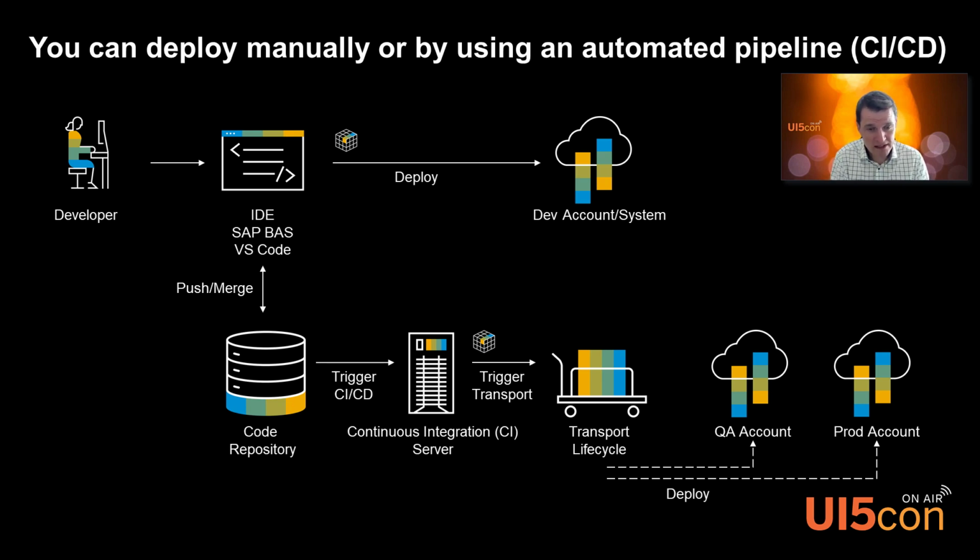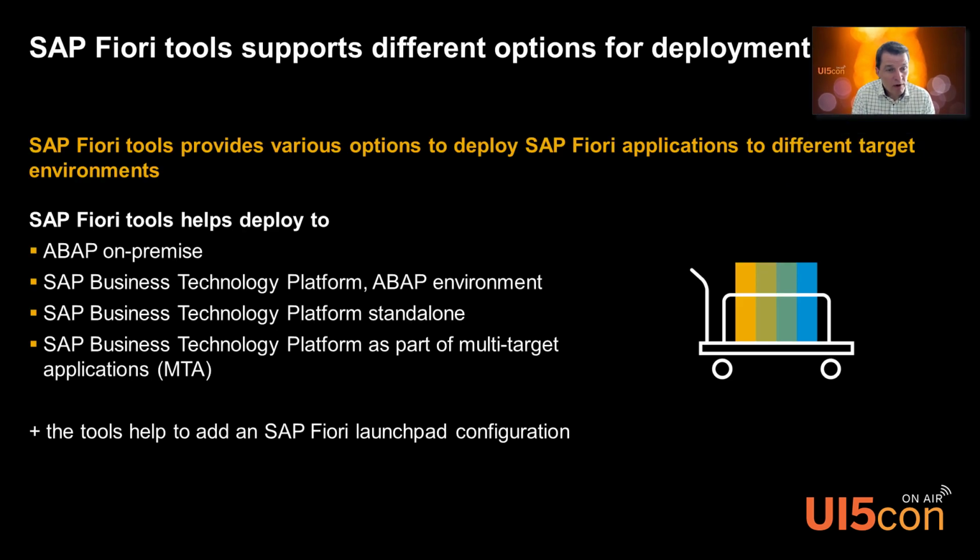And we're not going to talk about this in any great detail. And in fact, I guess our previous presenters did talk about scenarios like this. I'm going to talk about the scenario where you want to deploy directly from your IDE to perhaps a remote dev account or system. Okay. We provide different options for deployment. We allow you to deploy a single artifact into a number of target systems, but we also allow you to deploy your application as part of a so-called multi-targeted application, or an MTA, specifically for Cloud Foundry. And we also provide tools that allow you to add Fiori Launchpad configuration to your application as part of deployment.